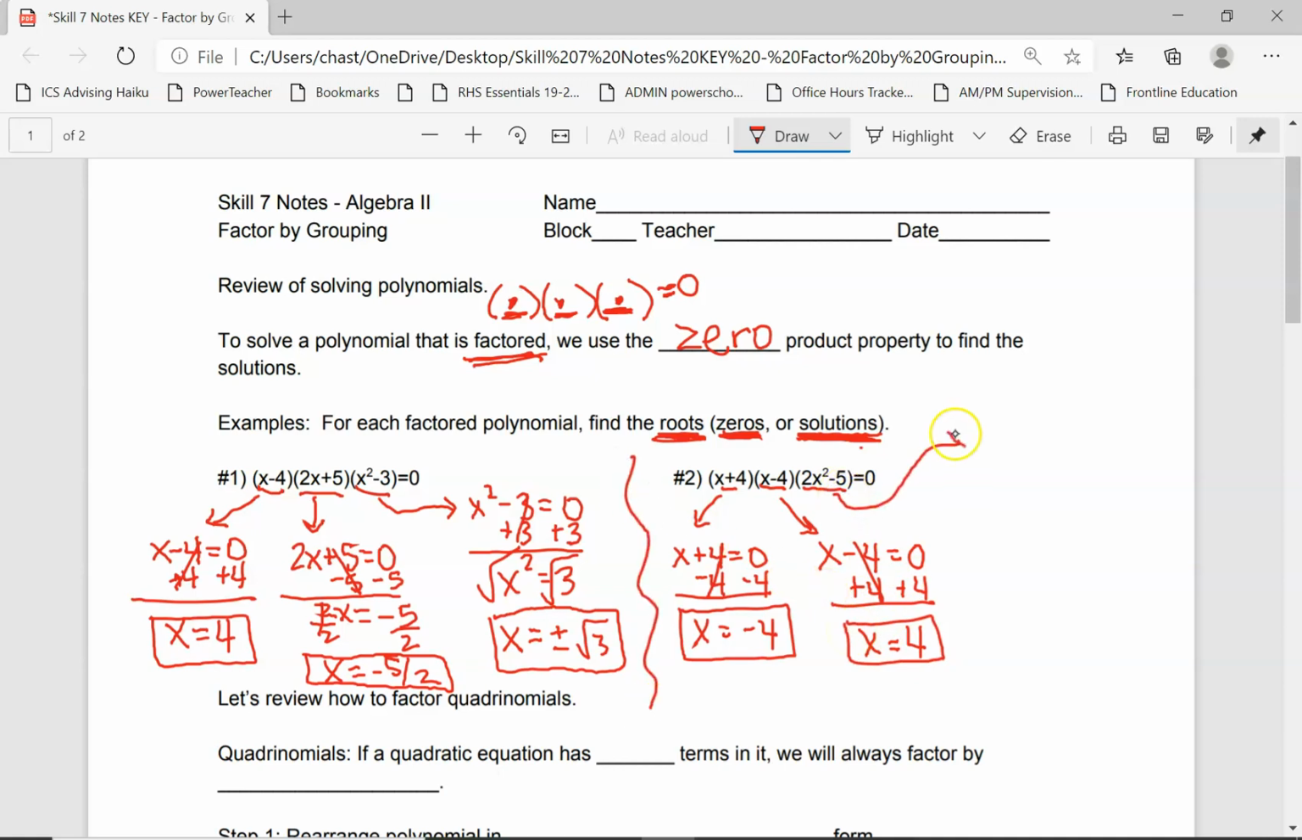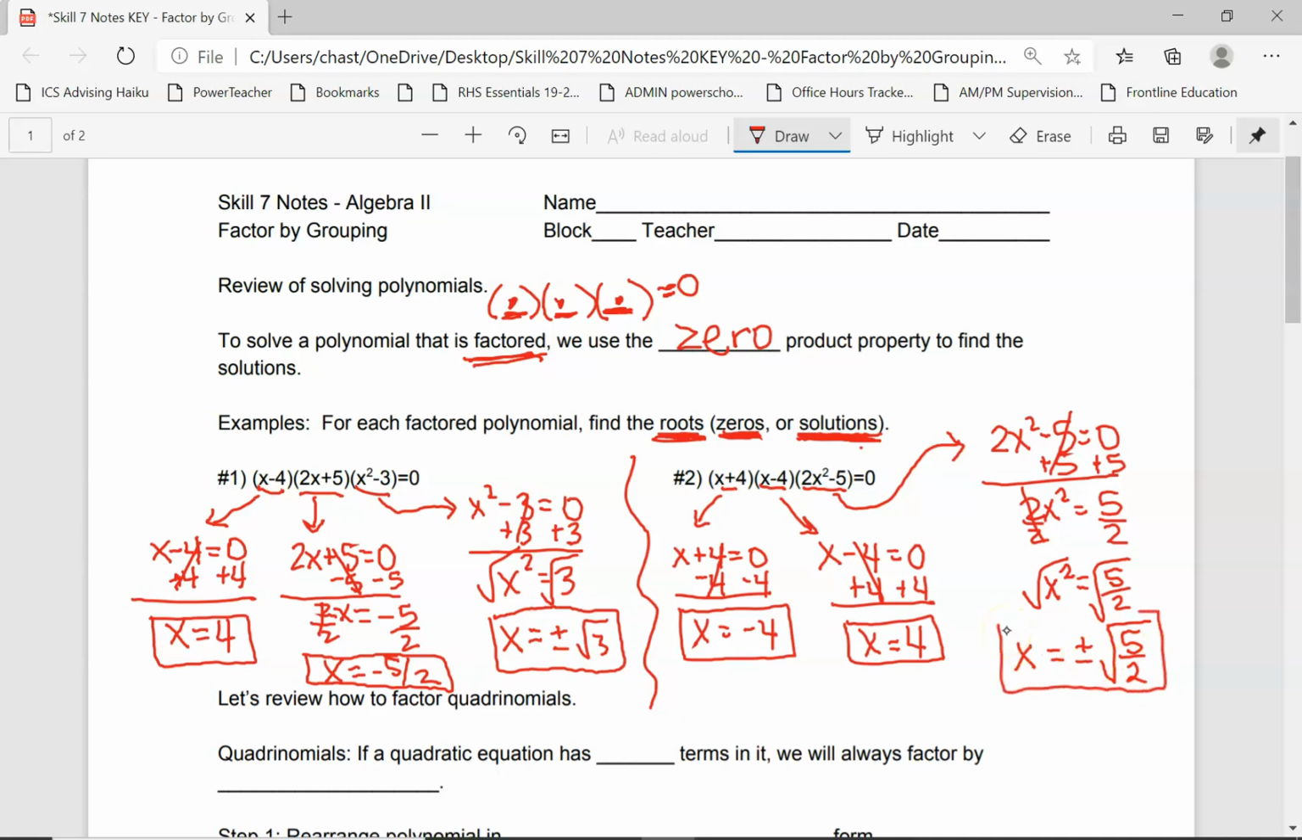The last one here, I'm going to work up here. We get 2x squared minus 5 equals 0. So we add 5 to both sides first. Then we divide by 2, so we get x squared equals 5 halves. And then we take the square root of both sides, and I'm not going to bother simplifying this. I'm just going to call it plus or minus square root of 5 halves. Okay, I'll just leave it like that. We will talk later on about rationalizing, but for now, this answer is acceptable.